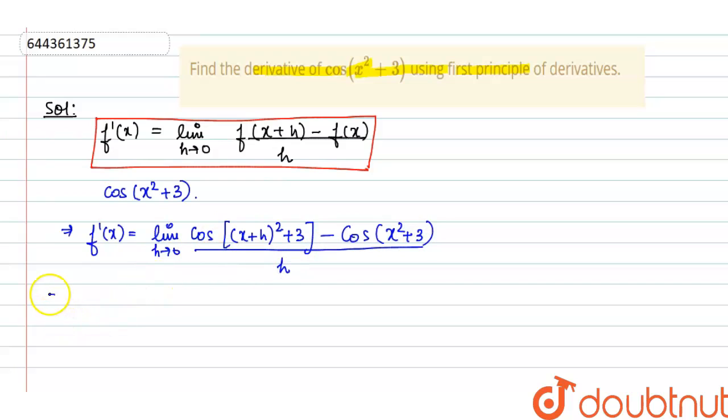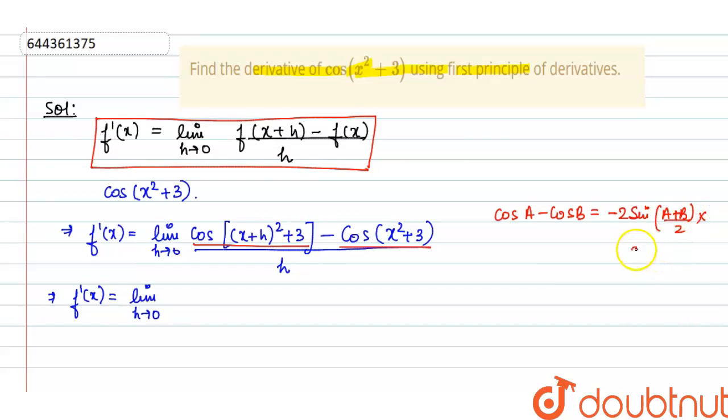Now we have to solve this equation, so I can write f'(x) equals limit h tends to 0, and it can be written because we know the differentiation of cos is minus sin. But here I have to use another identity which is cos A minus cos B. So we know cos A minus cos B means minus 2 sin((A plus B) upon 2) into sin((A minus B) upon 2). By using this identity, I will solve this part.